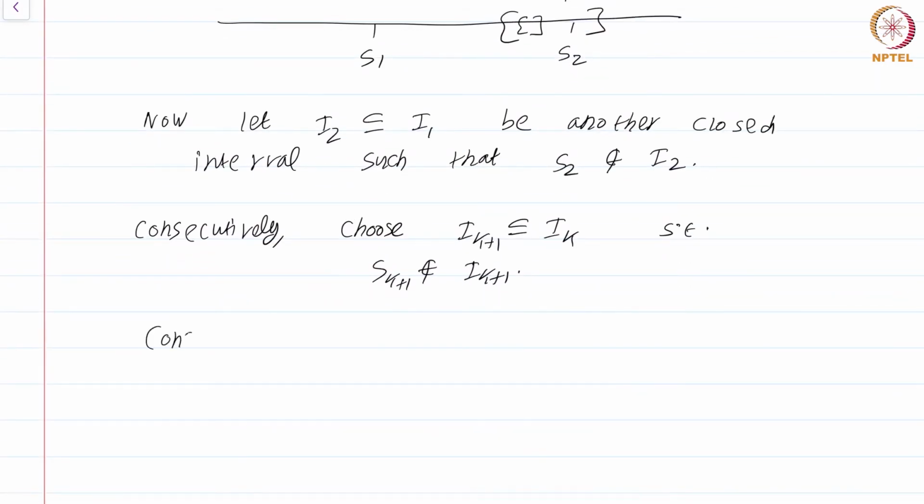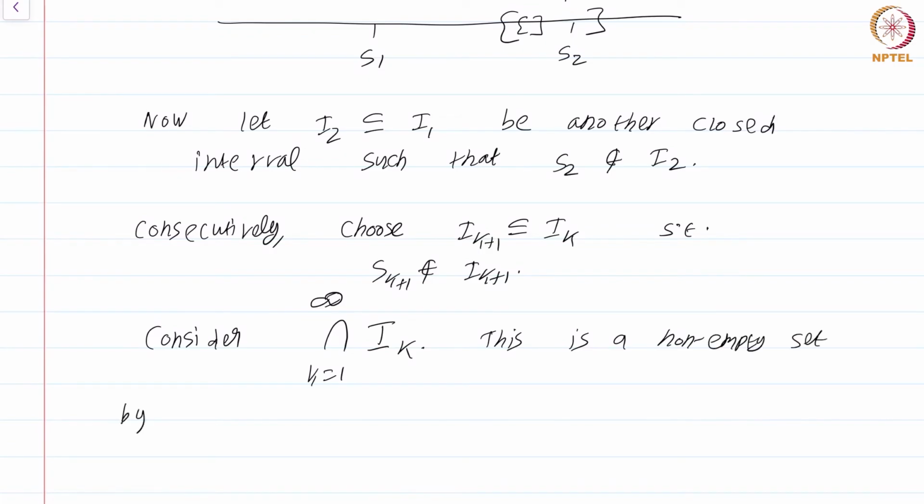Consider the intersection of the I_k, k running from 1 to infinity. This is a non-empty set, non-empty by the nested intervals theorem. Okay. Let S be in this intersection, which I'll just call I. Let S be in I. Then S is not there in this list.